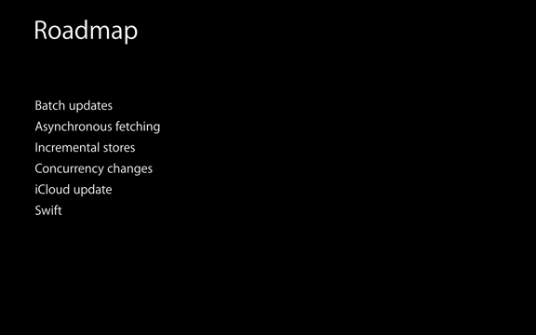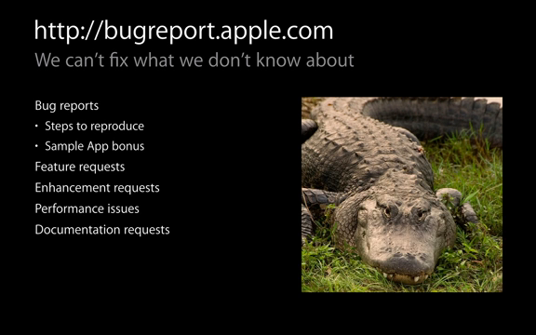So I talked about batch updates. We talked about asynchronous fetching and incremental stores and what that means for you. Talked about our concurrency changes and our concurrency story over the years. Gave you a sense of where we were, where we wanted to be. iCloud update, I talked about Swift. I think I covered everything. This is where you get to see Anthony the alligator telling you to file bugs.